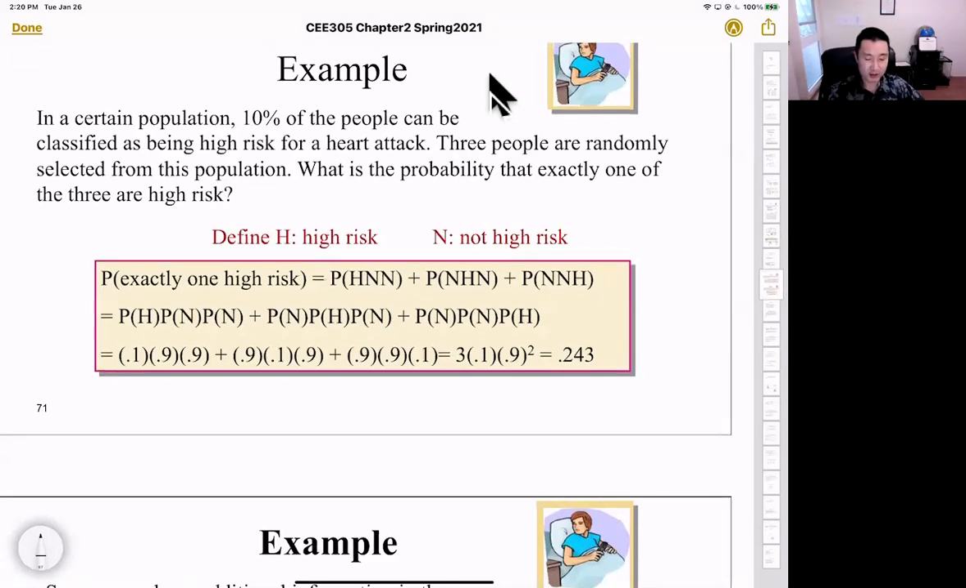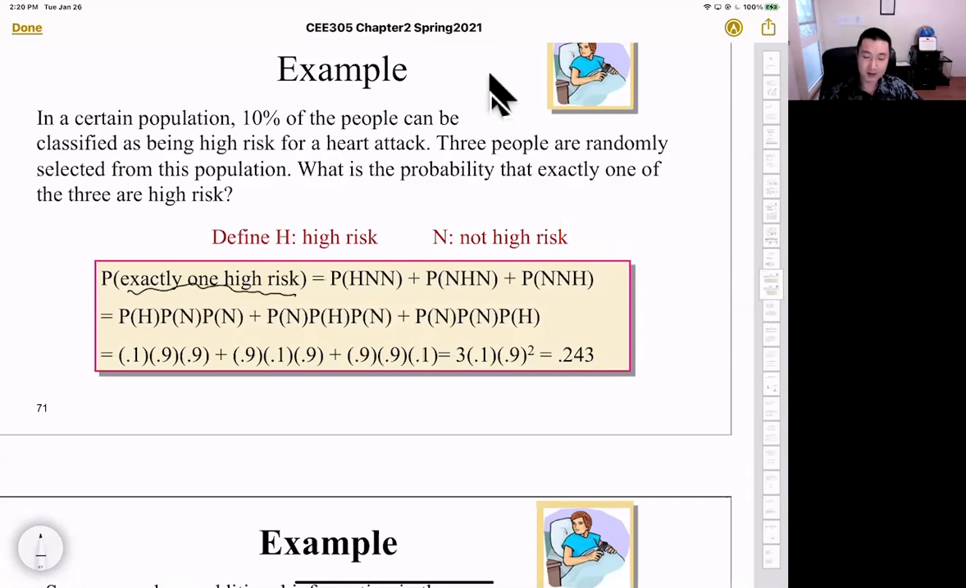All right, look at another example. In a certain population, 10% of people can be classified as being high risk for heart attack. Okay. So three are randomly chosen from the population. What is the probability that exactly one of the three is high risk? Okay. So we pick three from a whole population. And these three picks are independent. Okay. So pick 1, pick 2, and pick 3 are independent of each other.